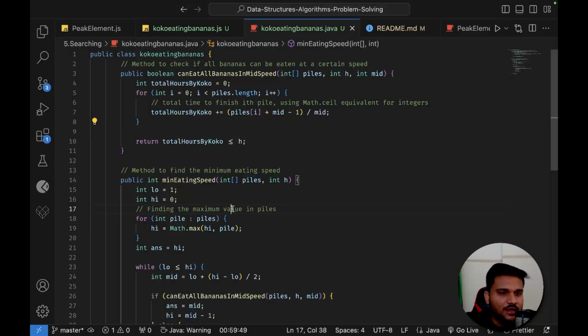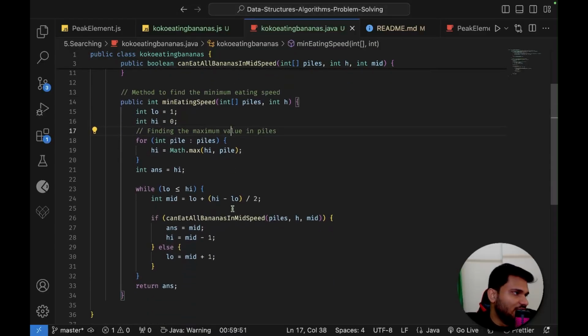So this is the implementation for the solution of Coco eating bananas in Java. You can see I have a variable low equal to 1, and a variable high which will be equal to the maximum of all of the elements in the pile. How do you get that? This is also an order of n loop, with which I go to every element and get the maximum out of it.